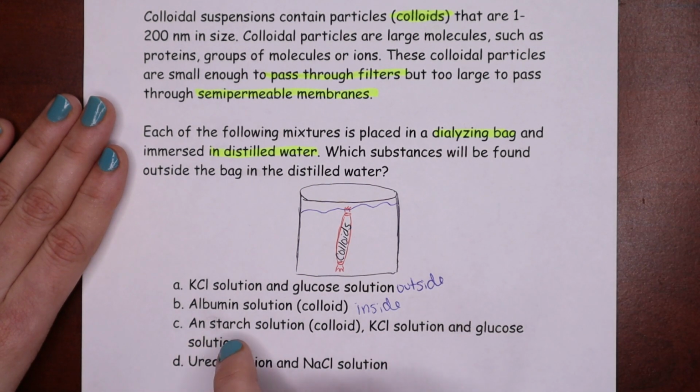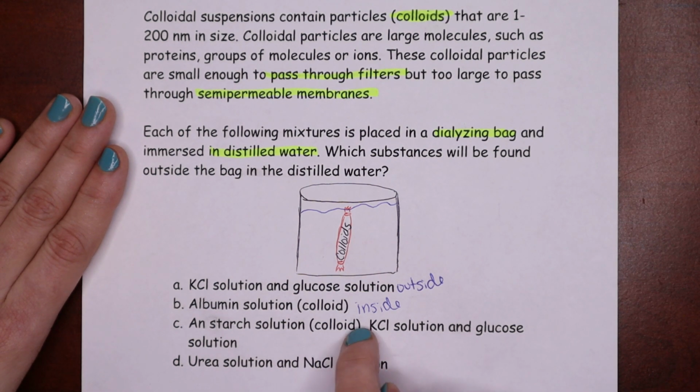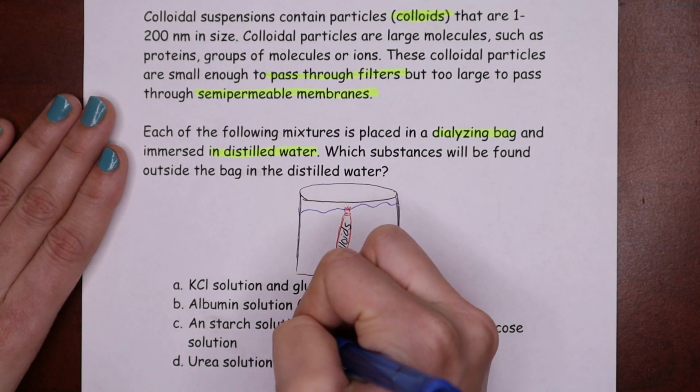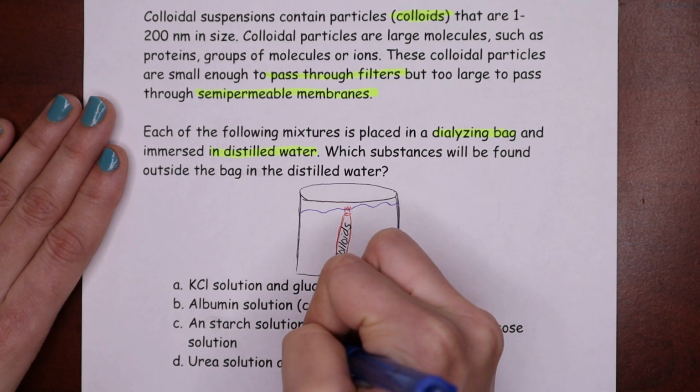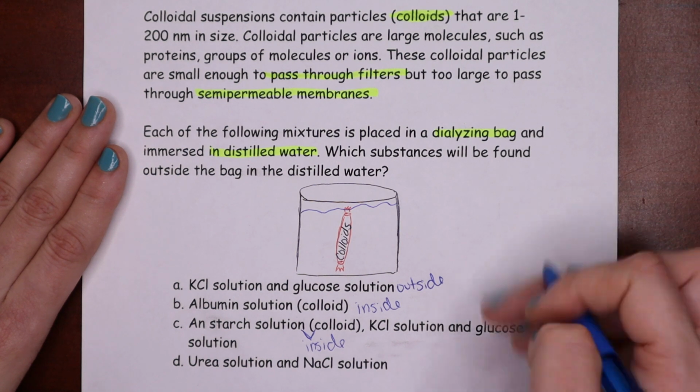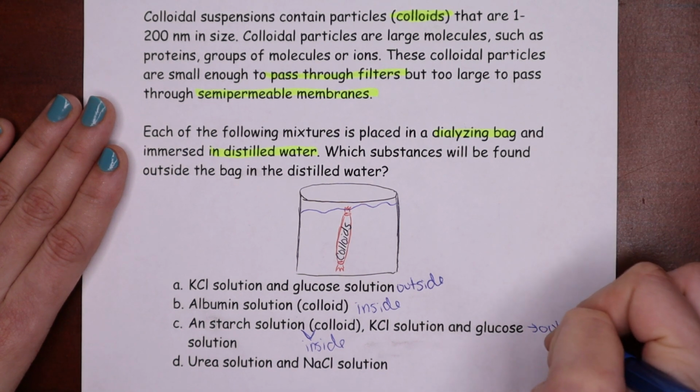Then it says a starch solution, colloid, and a potassium chloride solution and glucose solution. So over here again, they're telling us the starch solution is a colloid. So this is going to be inside. And the potassium chloride solution and glucose is going to be outside.